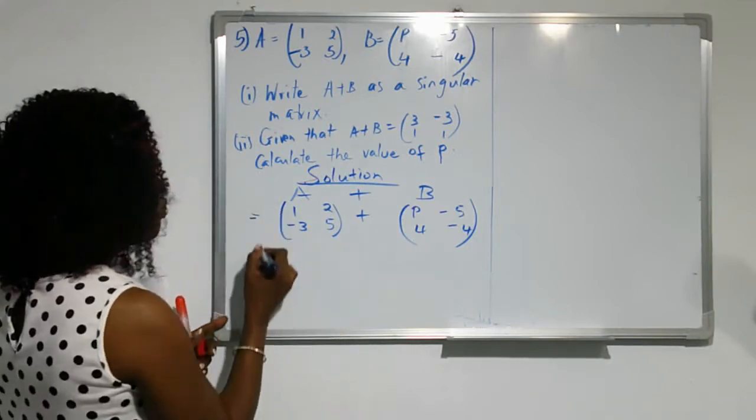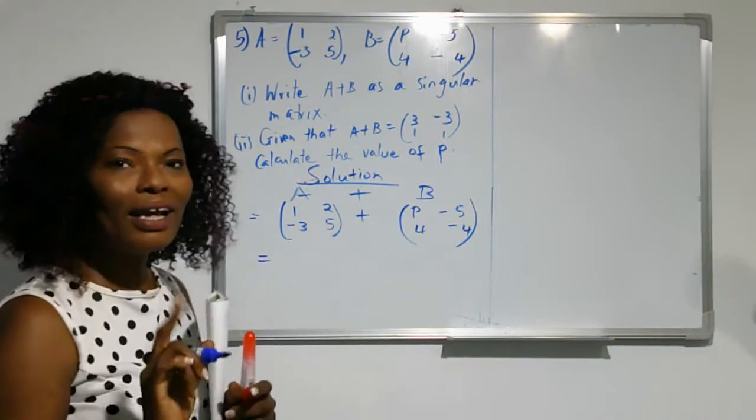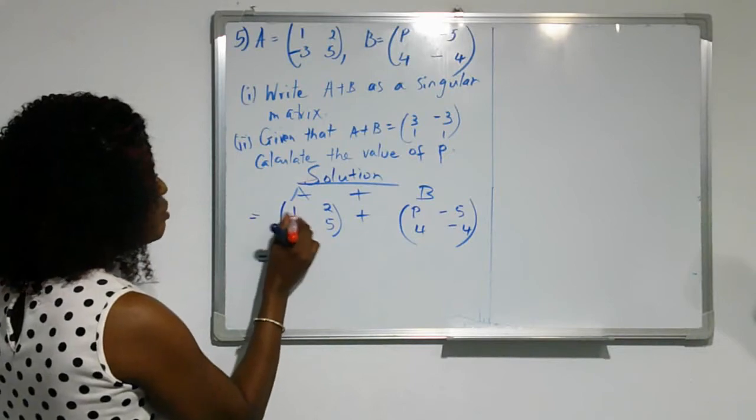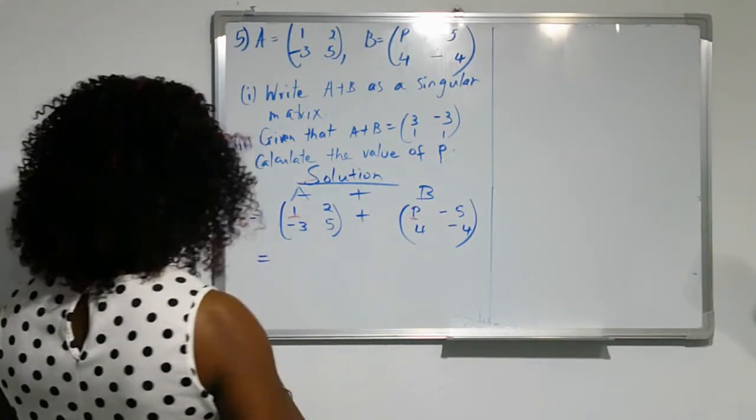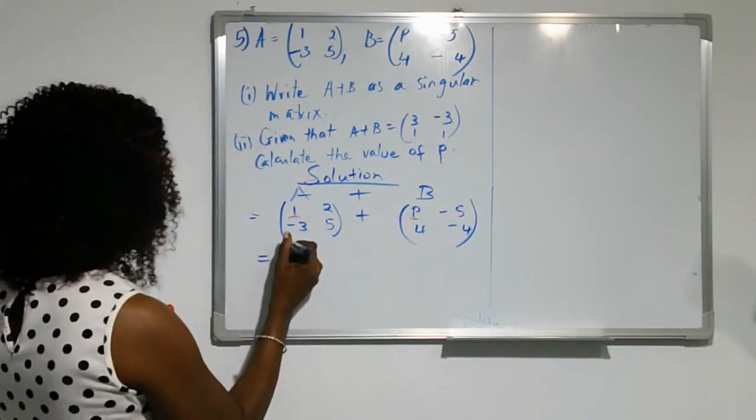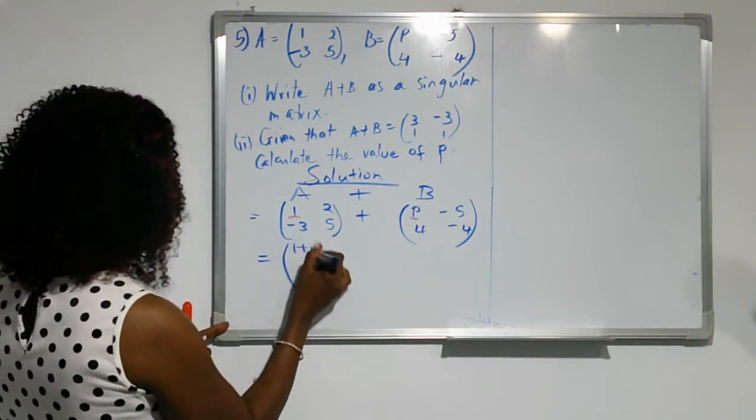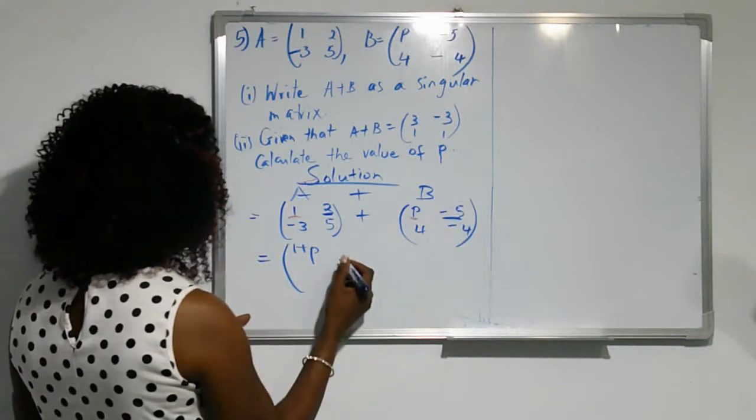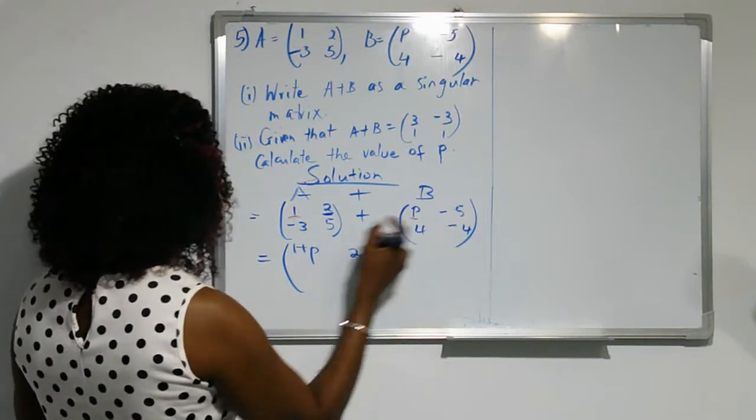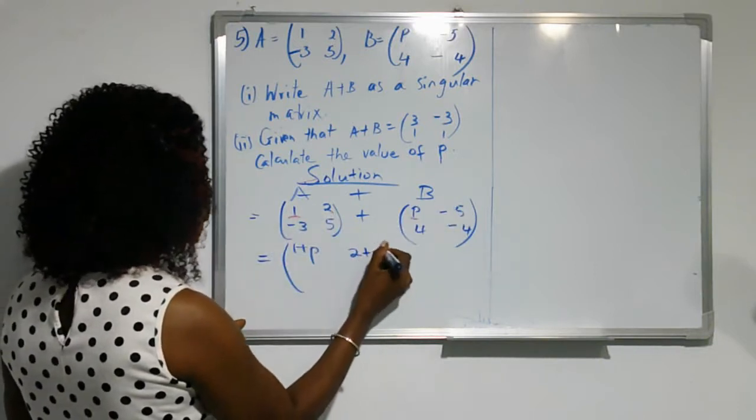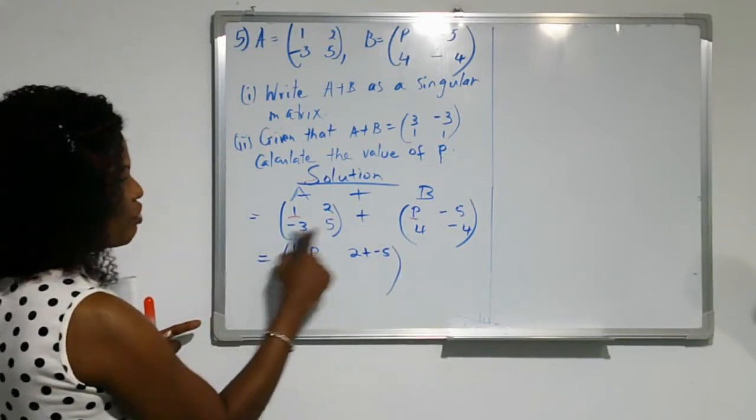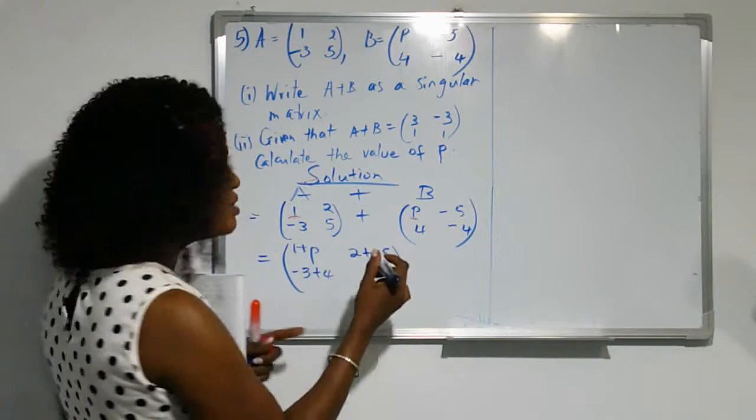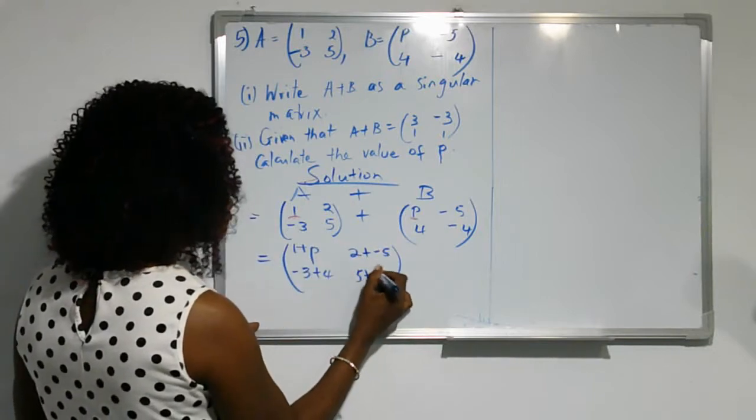So let's go. We're going to be adding elements in the same position. So 1 is in the same position as P. So that's 1 plus P. 2 is in the same position as negative 5. So that's 2 plus negative 5. Negative 3 is in the same position as 4. And 5 is in the same position as negative 4.